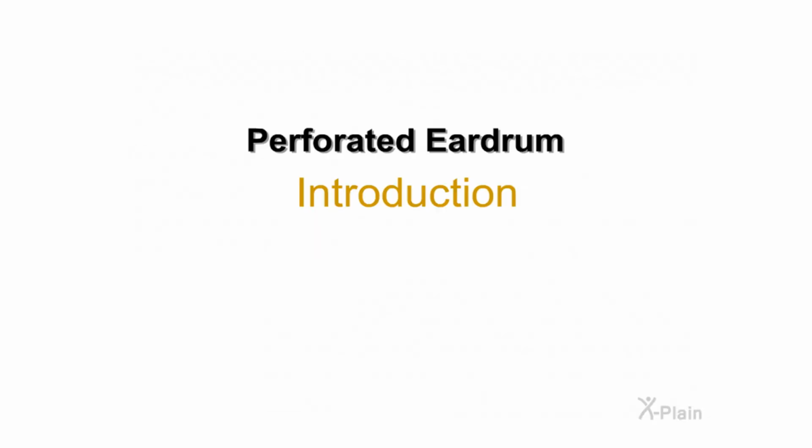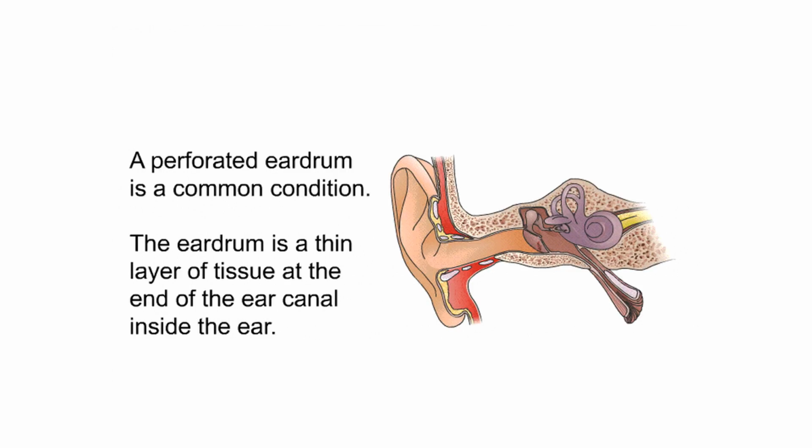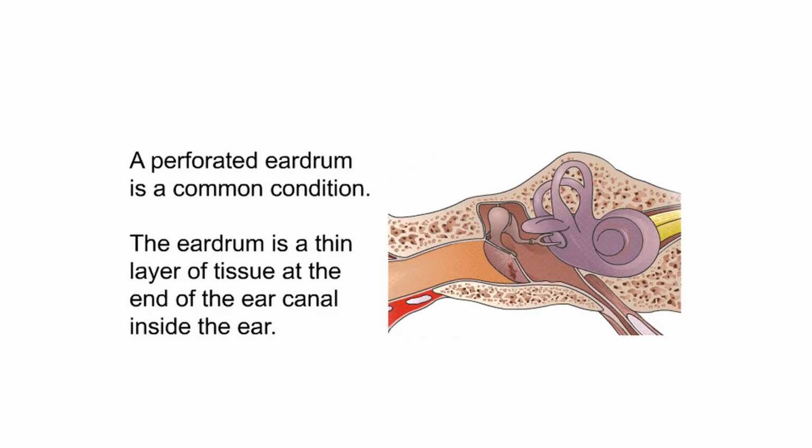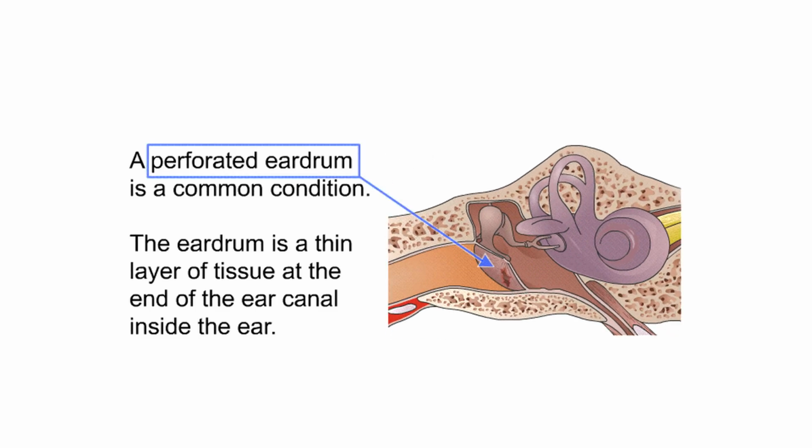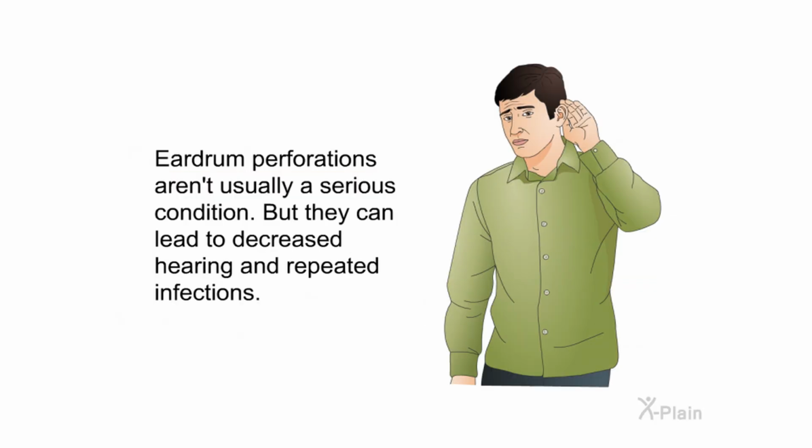Perforated eardrum. Introduction. A perforated eardrum is a common condition. The eardrum is a thin layer of tissue at the end of the ear canal inside the ear. Eardrum perforations aren't usually a serious condition, but they can lead to decreased hearing and repeated infections.